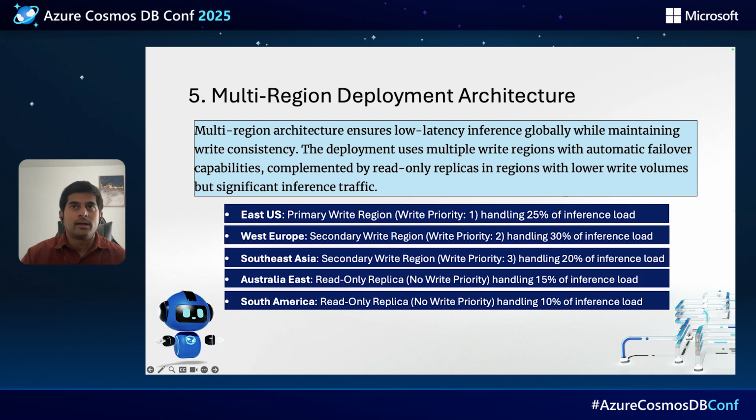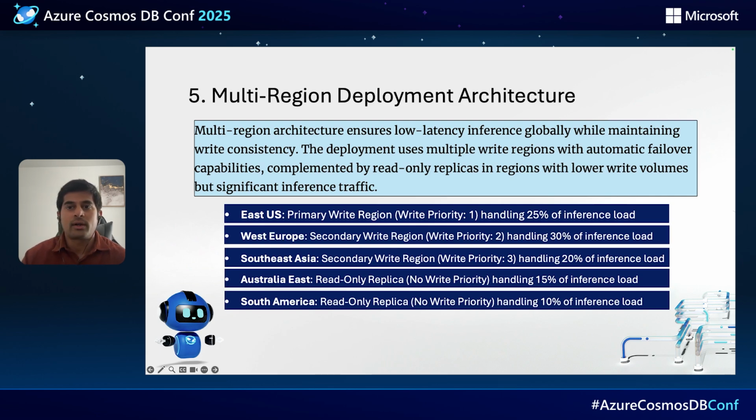Now, when you have multiple write regions, conflicts can happen. Cosmos DB conflict resolution policies can help manage these scenarios. But for AI-specific data types like embeddings or feature vectors, we go one step further, where we use custom merge handlers to combine conflicting writes. This ensures that the data remains accurate and reliable all the time for the downstream.